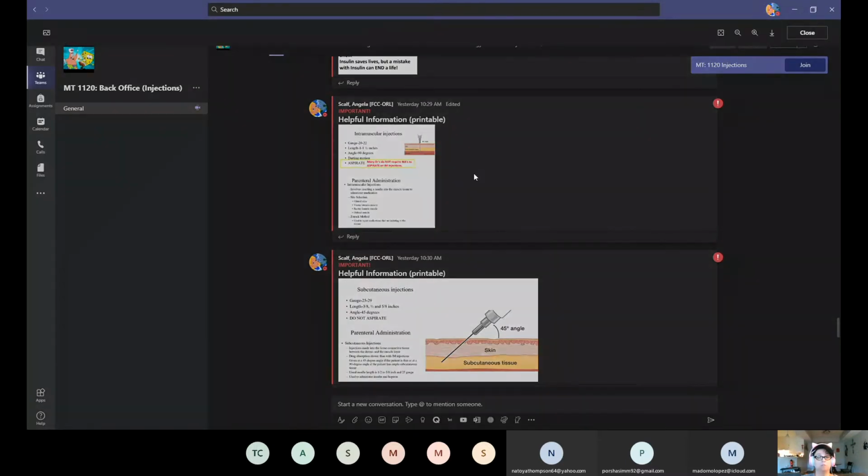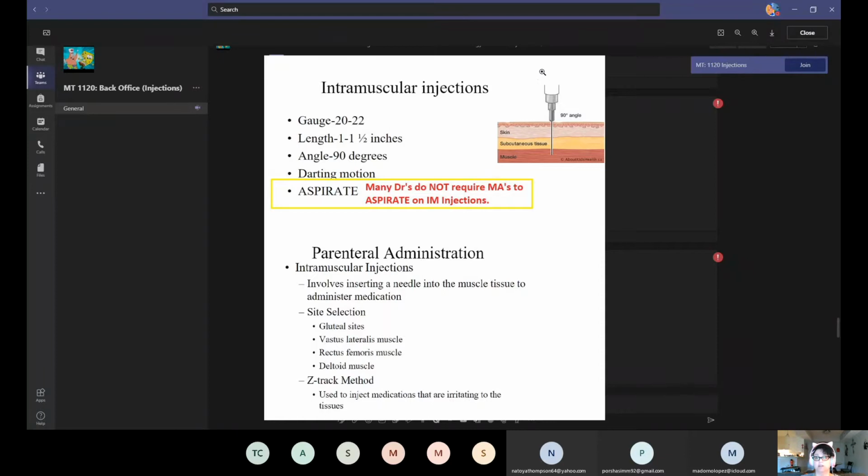And then lastly, the intramuscular, and we see how it goes in straight because that makes it a 90-degree angle here. And usually we're going to be a 20 to 22 gauge, and it's going to be a 1 to 1.5. And that's going to be dependent on the size of your patient and the area in which you're giving it. But the degree is always 90. And we do it in a darting motion.